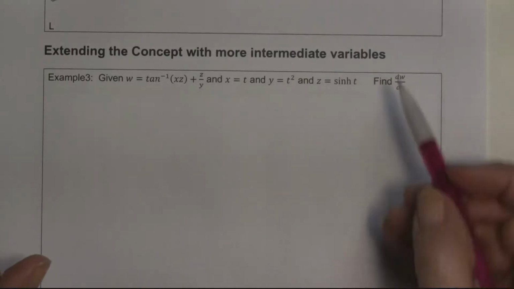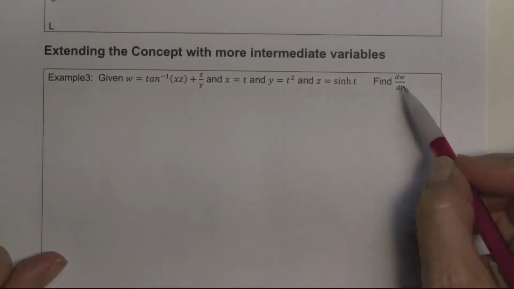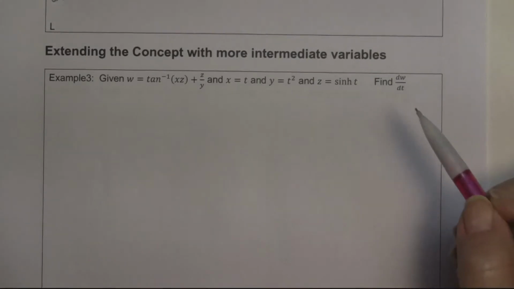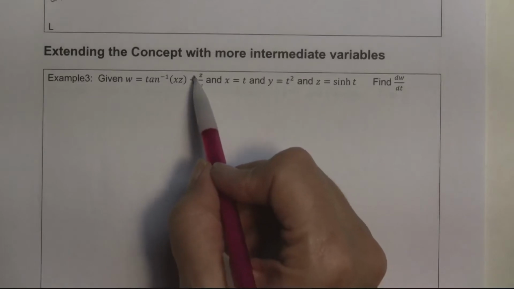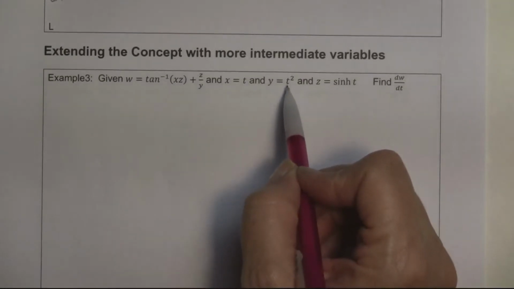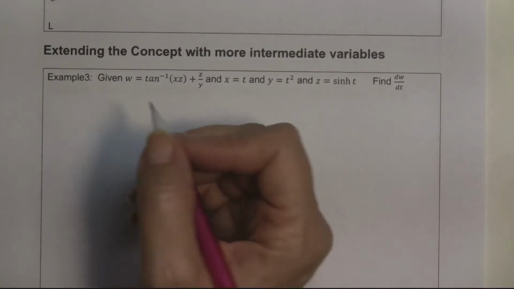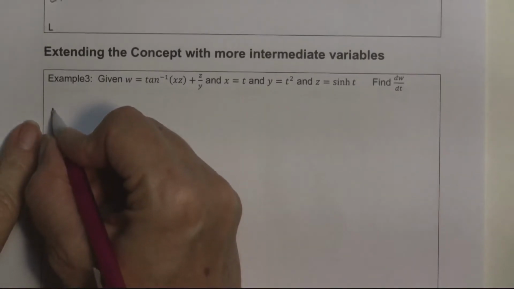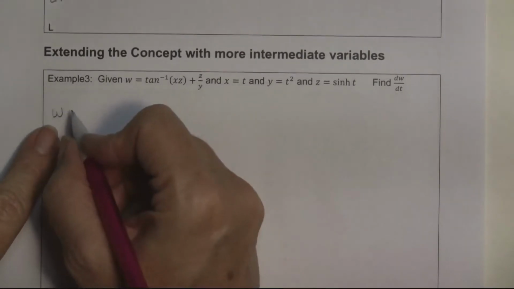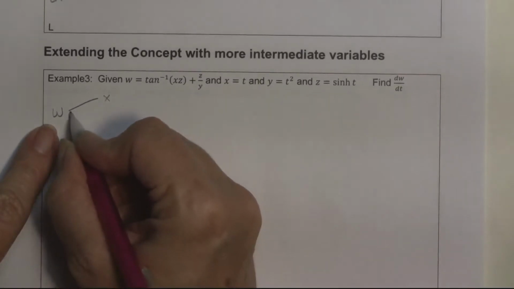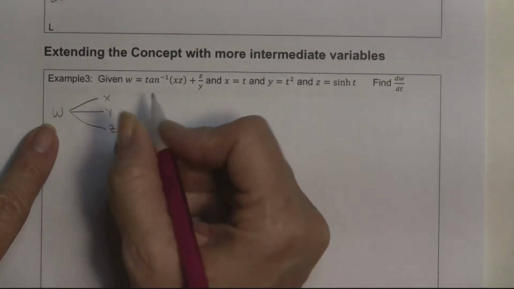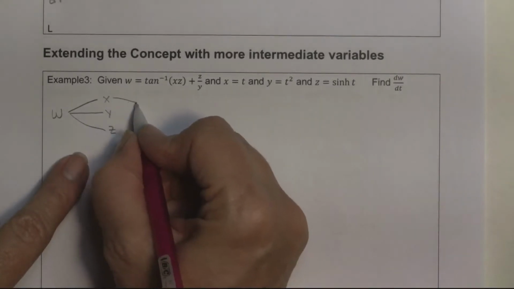So here we are on this next one. They're asking us to find dw/dt. And we notice that instead of having 2 intermediate variables, there are 3. But there's still only 1 independent variable. So I'm going to make my little tree that helps tremendously. I'm going to have here x, here y, and here z, and then all of these go to t.